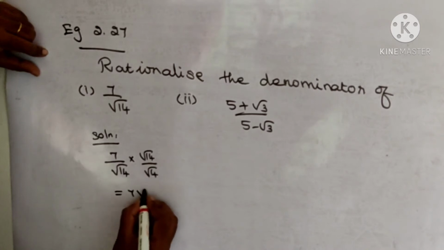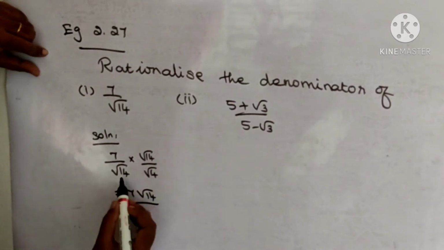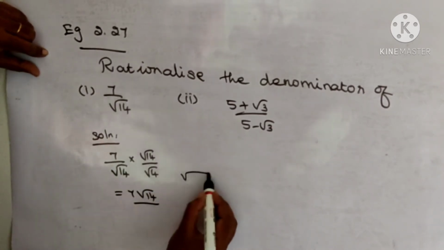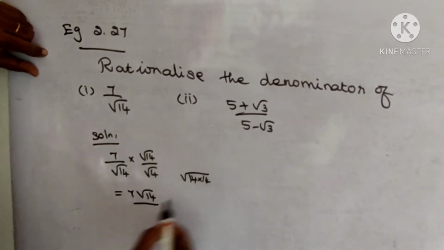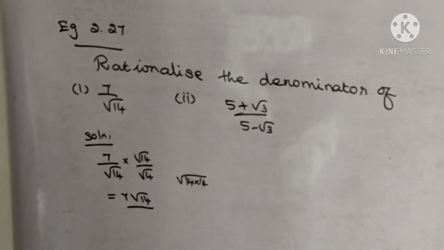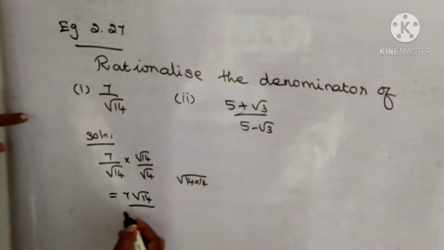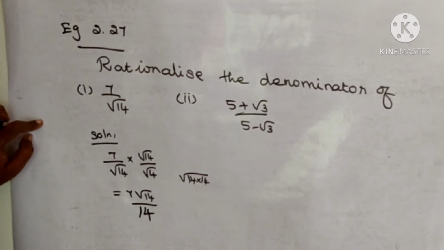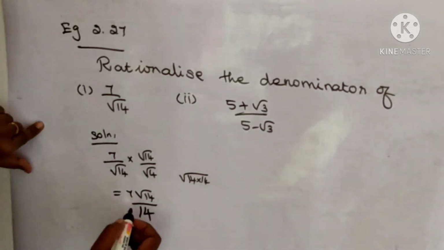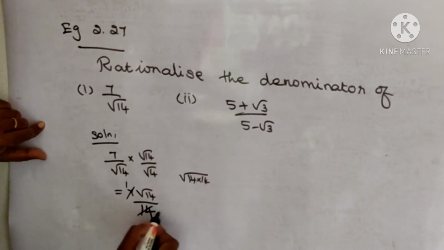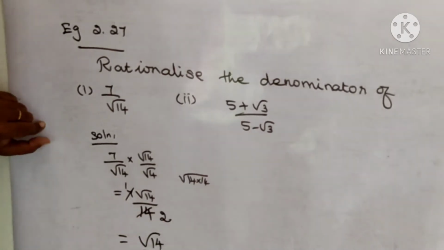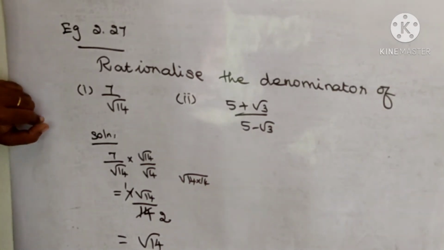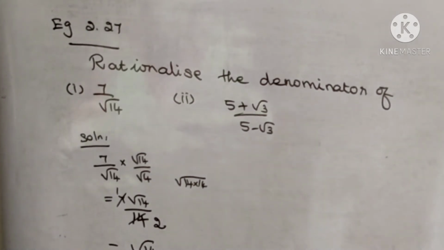So the numerator is 7 root 14 and the denominator is root 14 into root 14. We get root of 14 into 14. So two numbers inside, we take one number outside. We get the denominator as 14. So 7 root 14 by 14. So 7 and 14 are cancelled. 1 7 is 7, 7 2s are 14. So the balance is root 14 by 2. So this is the answer for rationalize the denominator of 7 by root 14.